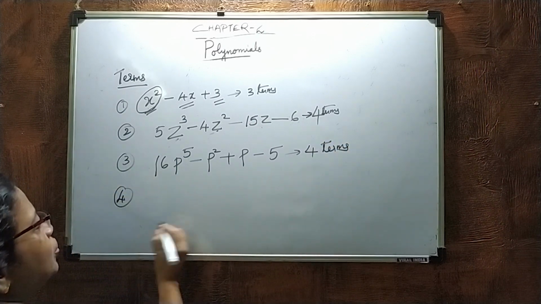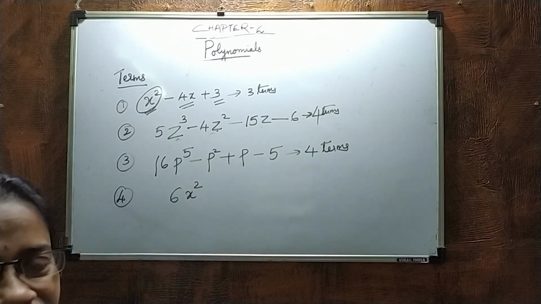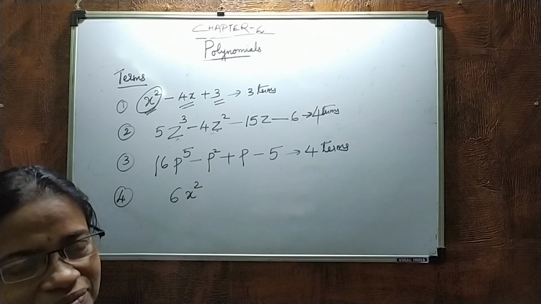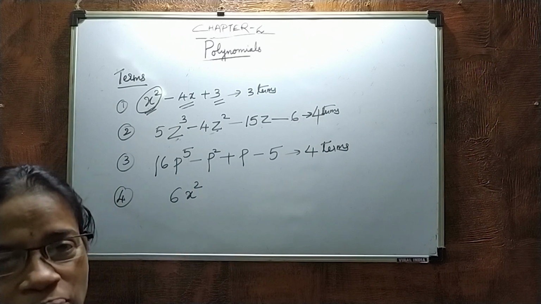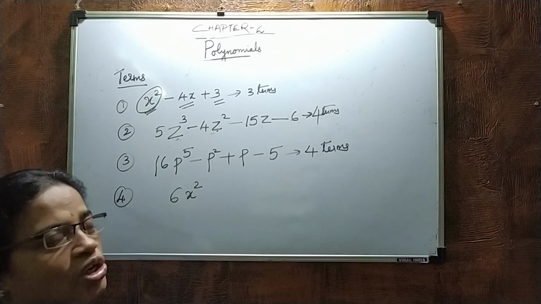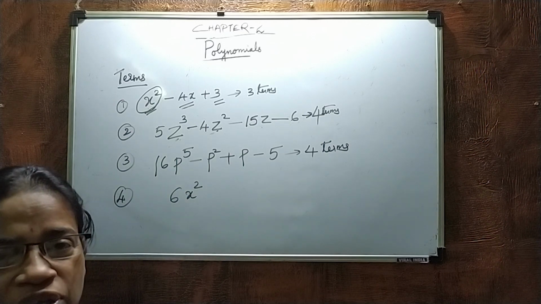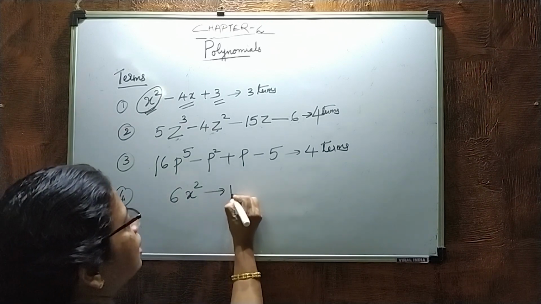What is the next one? Suppose here it is 6x square. How many terms are there? Is it 2 terms, 6 and x square? No. There is no plus or minus. Here it is 6 into x square. No need to worry about multiplication. Only think about the number of terms, and think about the addition and subtraction, plus and minus. So here only one term is there.